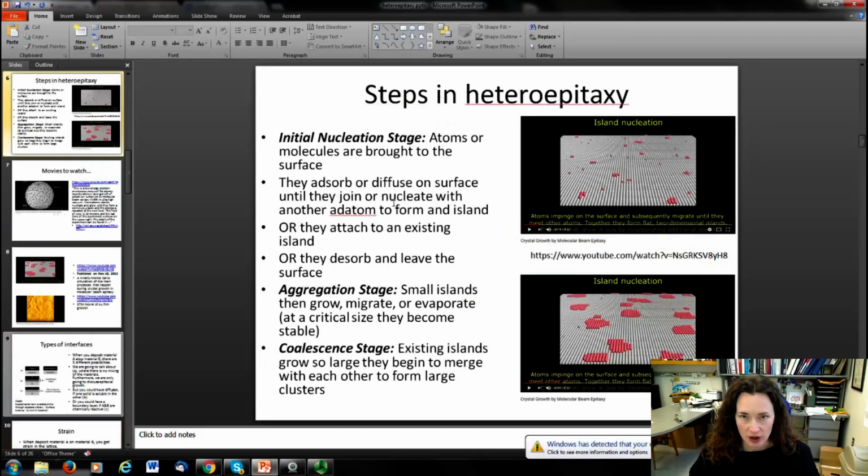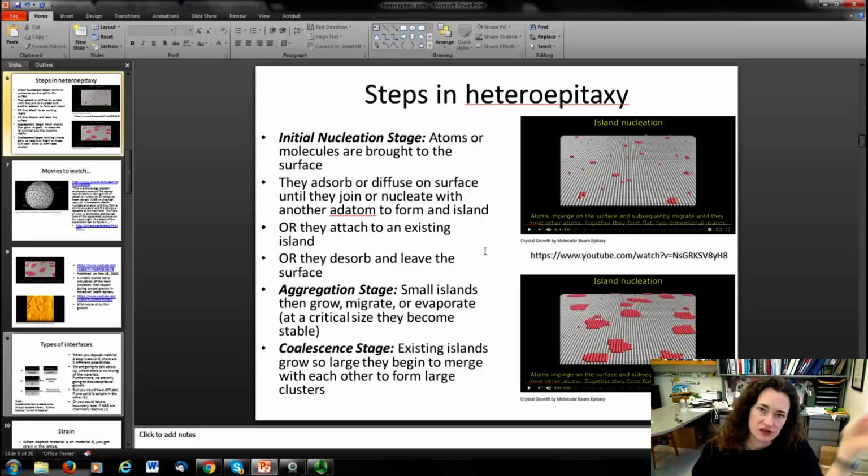So steps in heteroepitaxy, how does it work? Well, you have your initial nucleation stage where you have atoms or molecules that are brought to the surface. And then once they're on the surface, they adsorb or diffuse. They stick to the surface, that's adsorb, and they diffuse, move around on that surface until they join or nucleate with another adatom. And eventually they form little islands. Or if you're putting it down, they may attach to an existing island, or it can come down, stick for a second, and then it can desorb and fly away, okay?